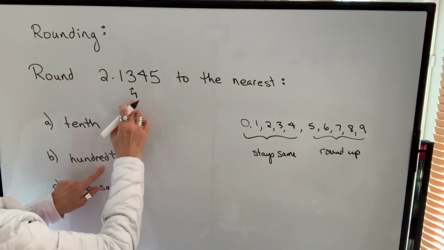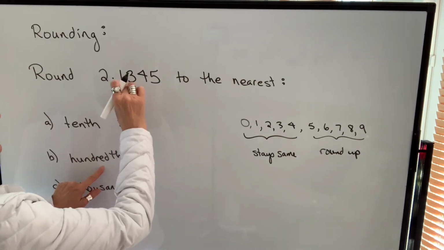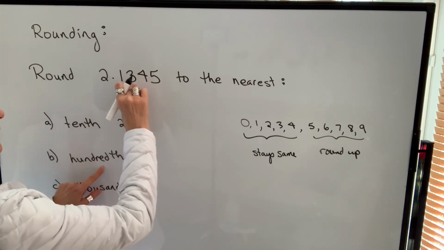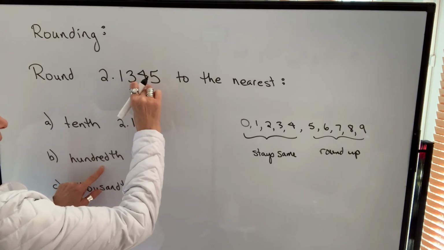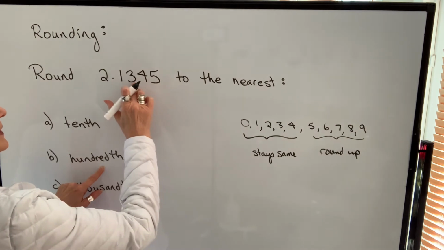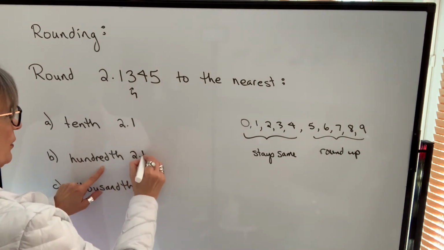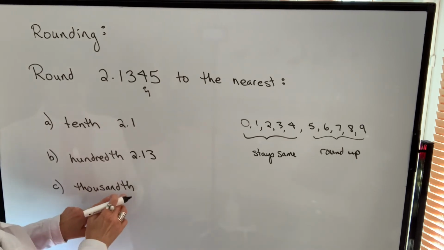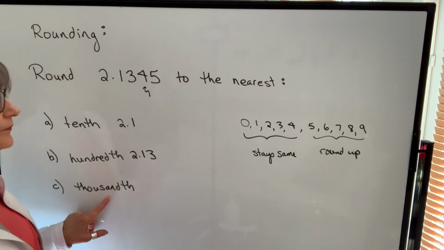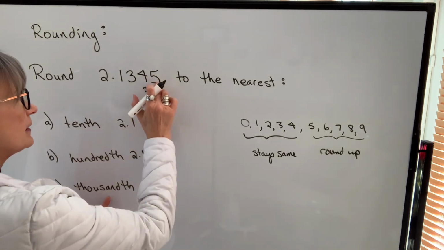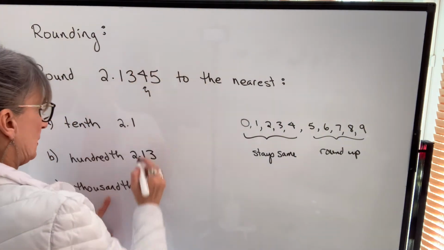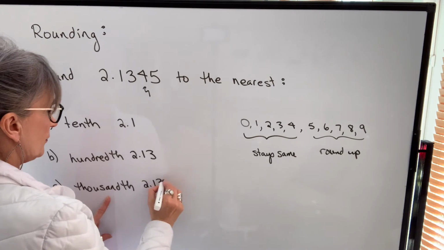If I was asked to round off to the nearest hundredth, again, I'm deciding whether this stays as 2.13 or whether I round up to 2.14. The way I determine that is I look at the digit following. This is in the bottom half, so this digit stays the same. It will round off to 2.13. If I'm asked to round off to the nearest thousandth, I'm trying to determine whether this stays a 4 or if it increases. So I look at the digit behind it. It's 5, it's in the upper half, so that means I have to round up. So that will be 2.135.